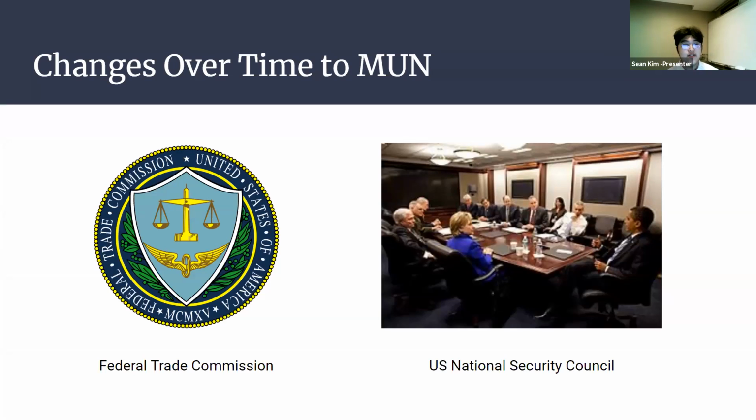National Security Council is a council where discussions are taking place to determine important security measures and defense matters in the United Nations. These aren't organs or committees of the United Nations, but Model United Nations is slowly expanding to committees and conferences and discussions that are outside of the boundaries of the United Nations.